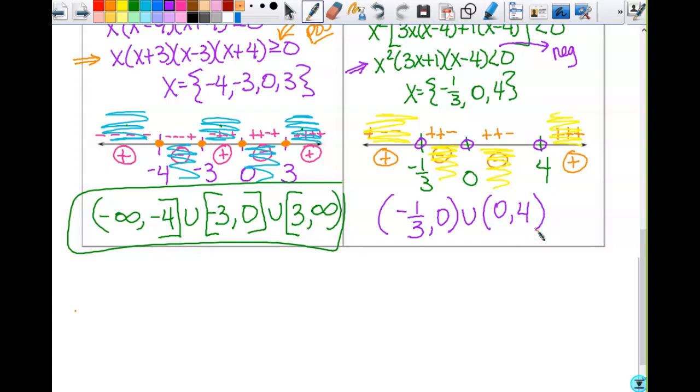Now, had this said less than or equal to, then I could have had one interval going from negative 1/3 to 4, because then I could have included that 0.